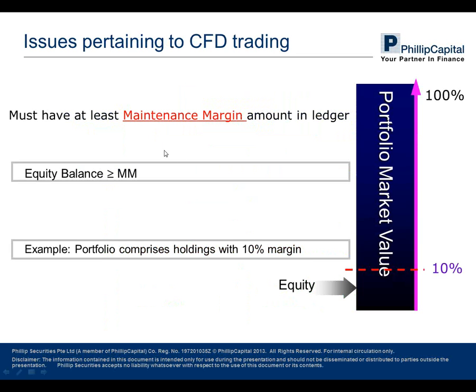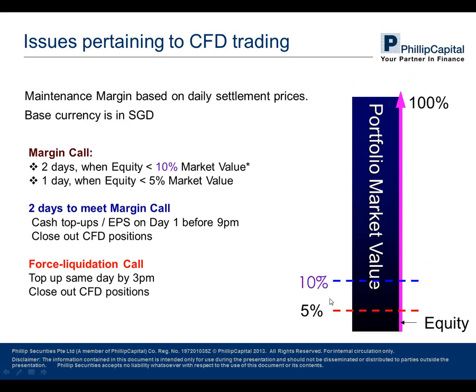So you must have a maintenance margin in your ledger in order to keep that CFD trade. And that means your equity balance must be more than or equal to your maintenance margin. So remember, I was telling you earlier that you must have 10% of your portfolio market value. So this is why your maintenance margin is very important. If it slips below that, if it's less than 10% of the market value, you'll get a 2-day margin call. If it's less than 5% of the market value, you get a 1-day margin call.